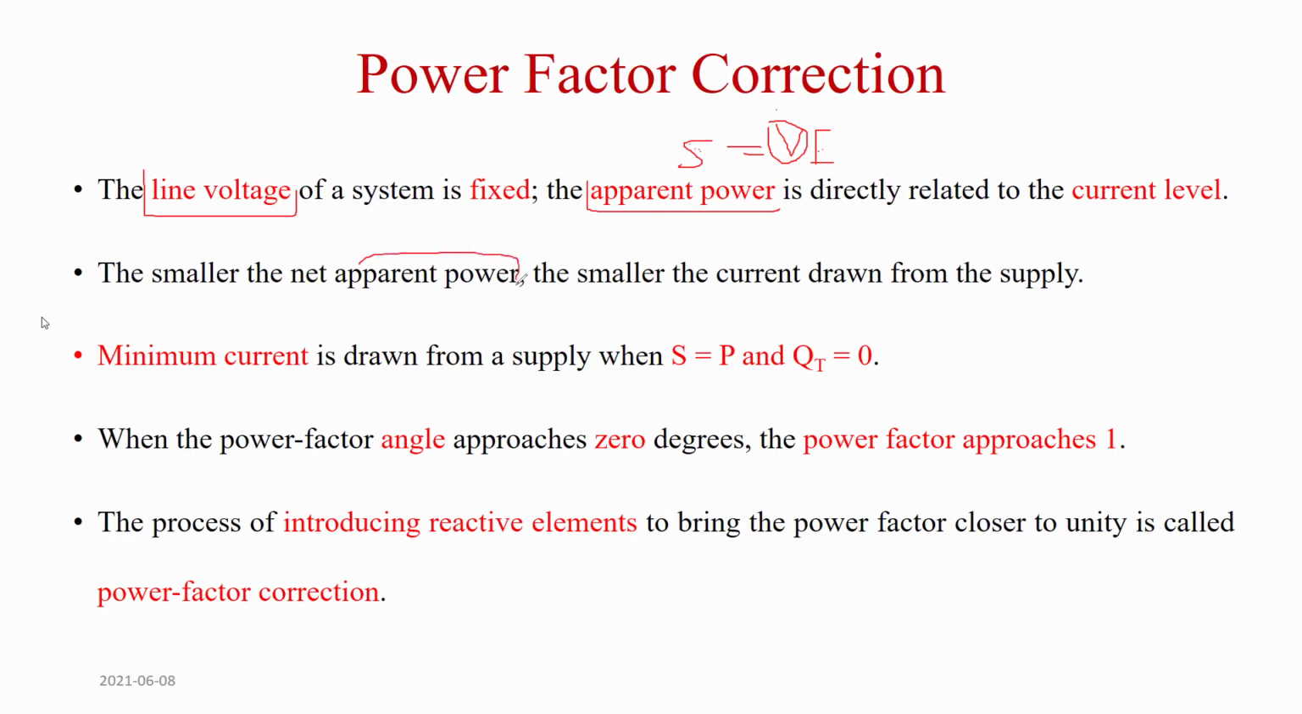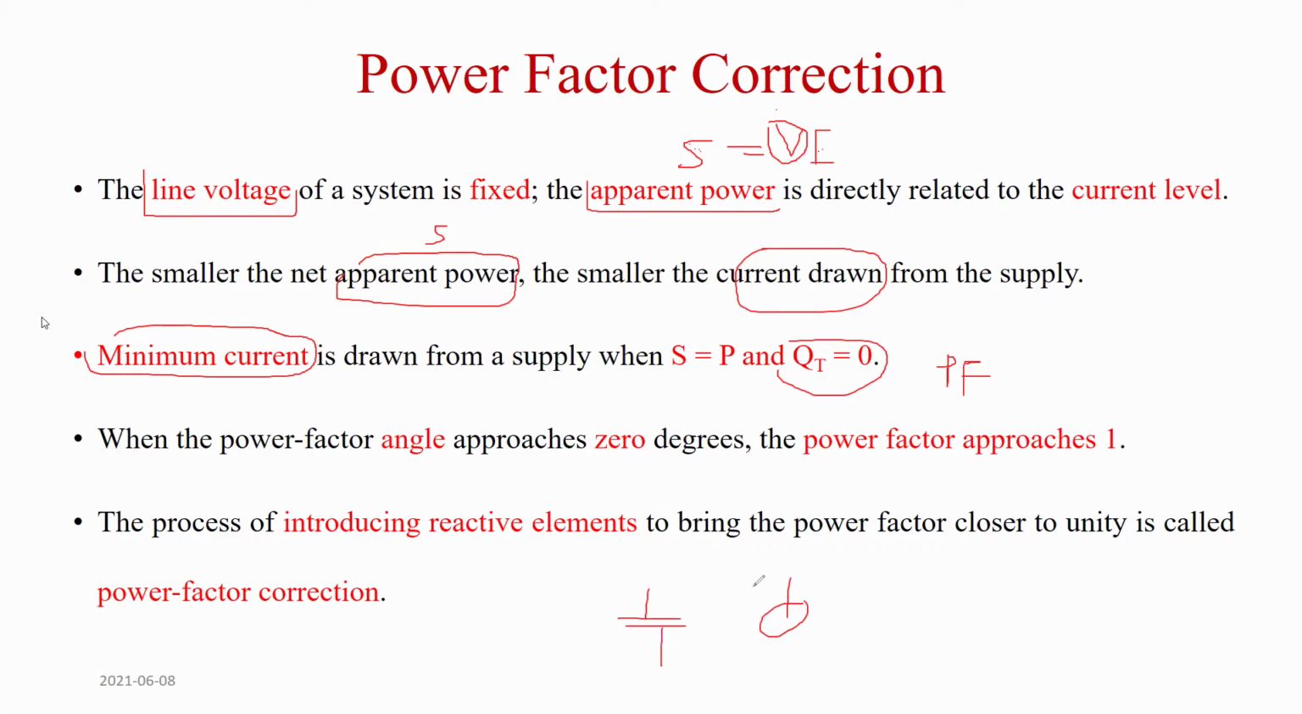So when S is less, this is what we said, the current will be less. And we want the current drawn to be less. The minimum current happens when the power factor is 1. Q is 0, so power factor is 1. So it's good to reduce the current by reducing Q or getting close to 0. How do we do that? By adding a reactive element. Now if Q is positive, we add a capacitor. If Q is negative, then we add an inductor, because an inductor is going to give me positive Q.